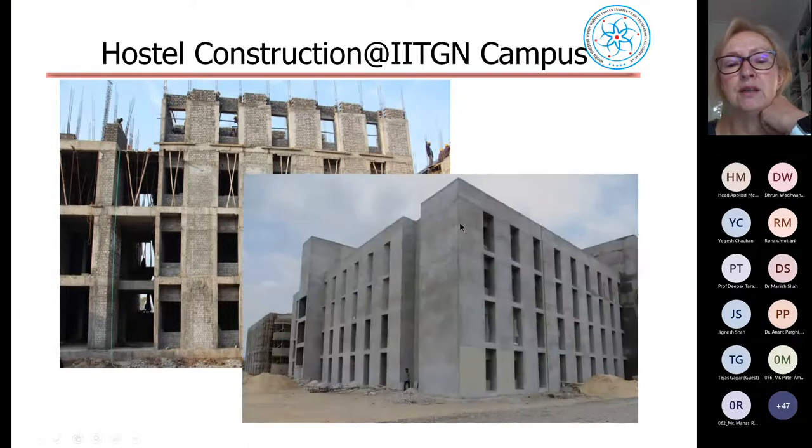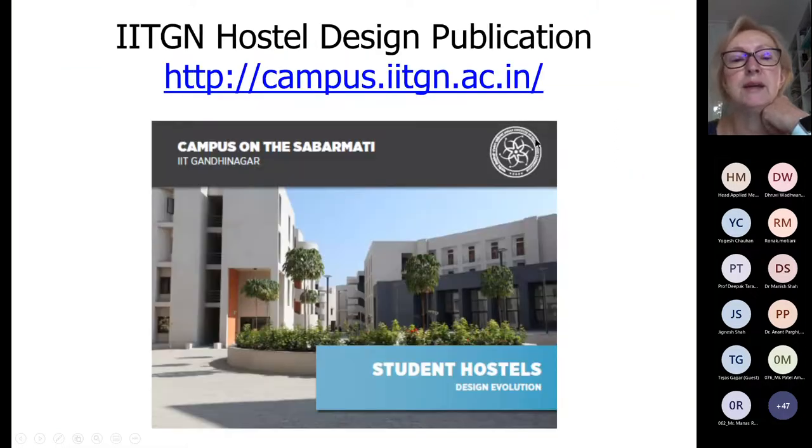And these are hostels after plastering. Plaster was applied, and of course, paints are also applied now, so you cannot see the confined masonry elements specifically. If you are interested in both design and construction, there is a link, and I believe the link is still valid. There are a number of excellent publications, colorful and very nicely illustrated, about the design evolution of hostels.